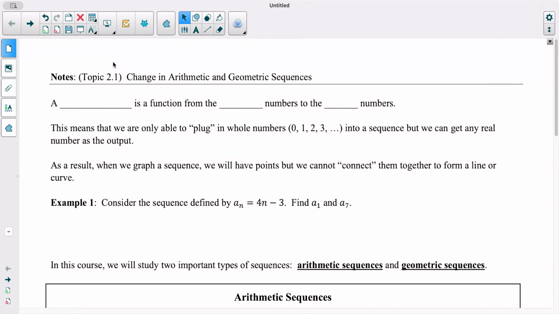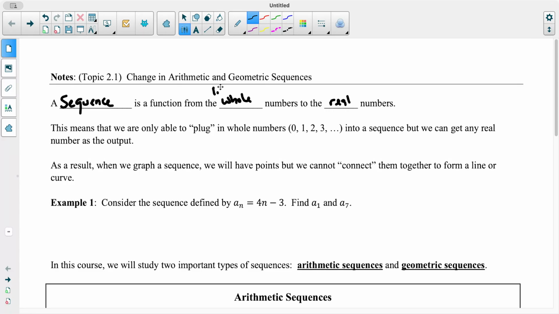Okay, so a sequence is basically just a function. All right, so a sequence is a function from the whole numbers to the real numbers. So that basically means that your inputs, right, are the whole numbers starting at 0, and your outputs are any real numbers. Okay, so fractions, decimals, all that kind of stuff. Okay, so we're only able to substitute in whole numbers. That is the rule for sequences. But your output could be anything.